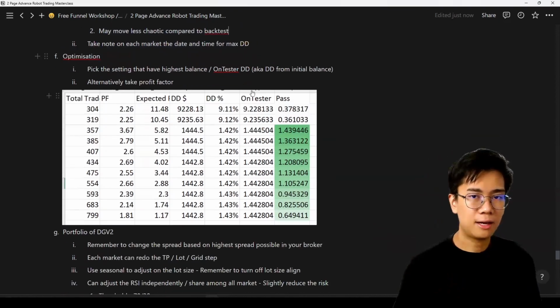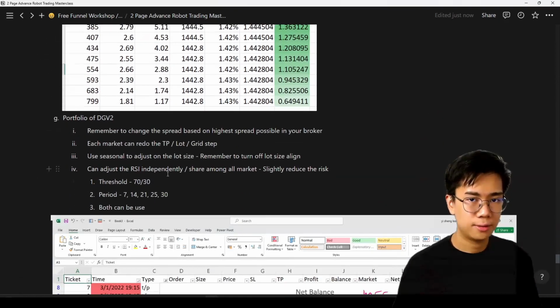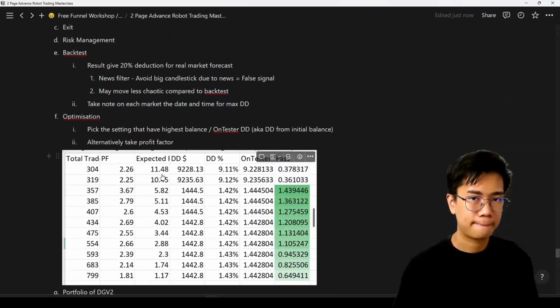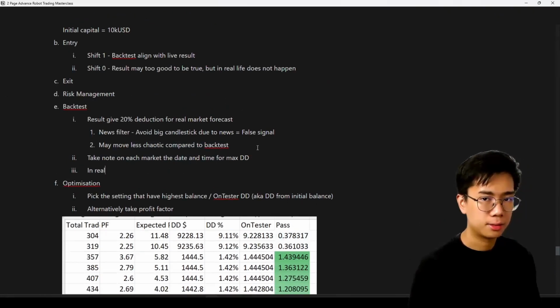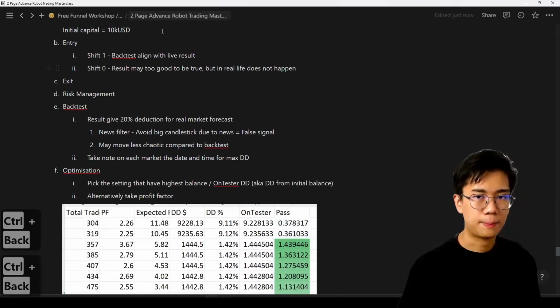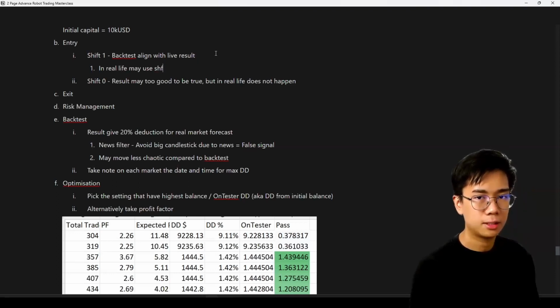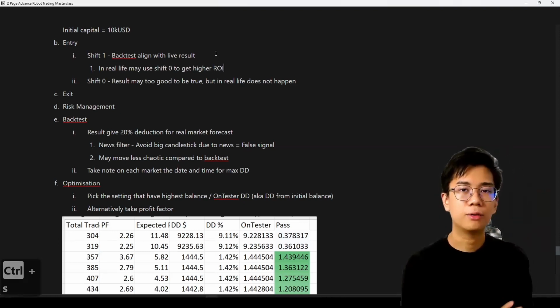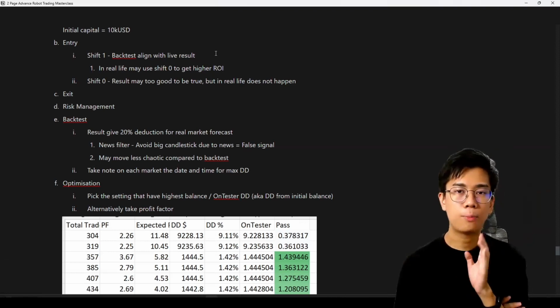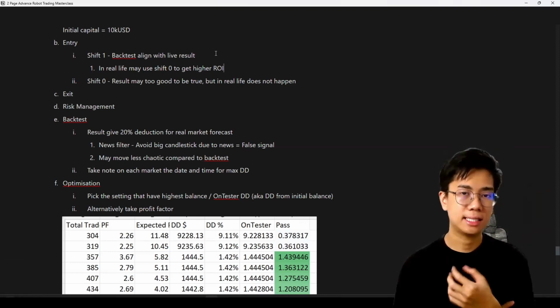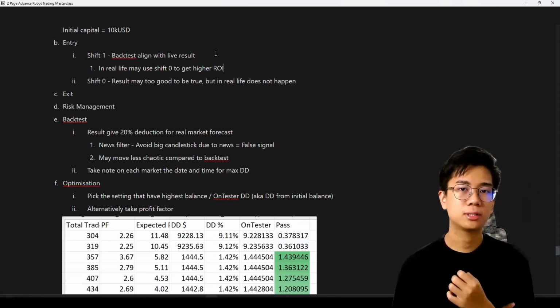In real life, you may use shift 0 to get higher ROI. We have tested this and confirmed that shift 0 is indeed more profitable compared to shift 1. Just that in the backtest, we have to make sure the result is much more accurate. That's why we have to use shift 1.